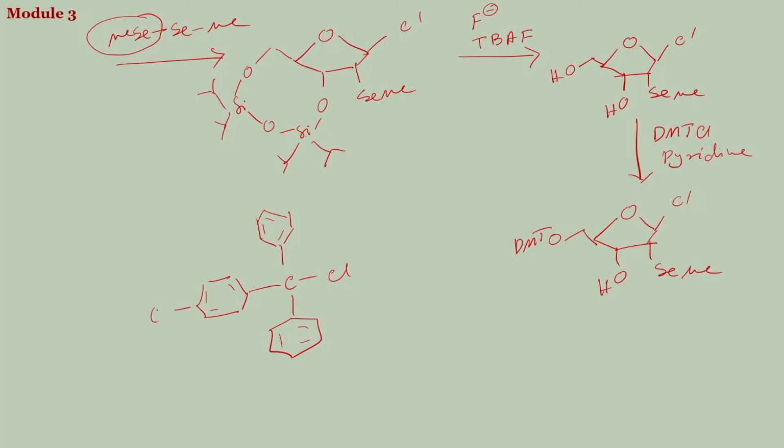So, DMT is O-methoxy, two benzene rings will have para O-methoxy groups and one benzene ring as it is benzene. So, this is your DMT chloride, dimethoxy trityl Cl, chloride. This is it. Because of this large size, it goes actually here only.